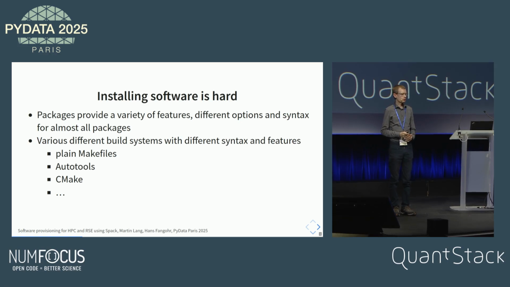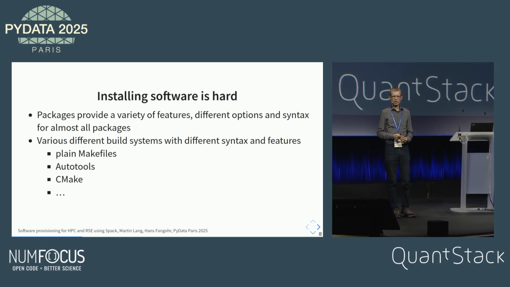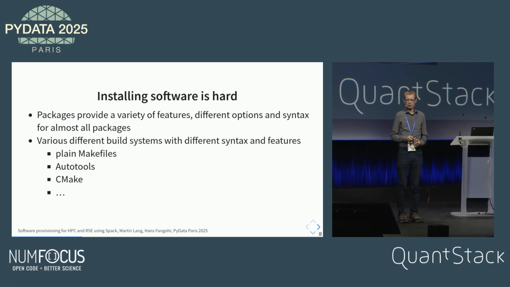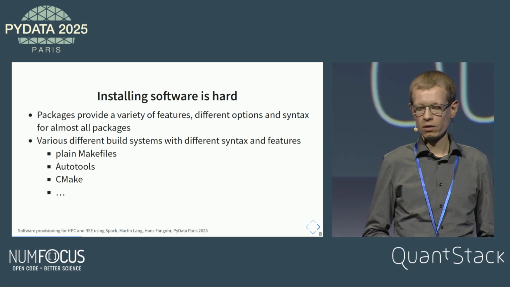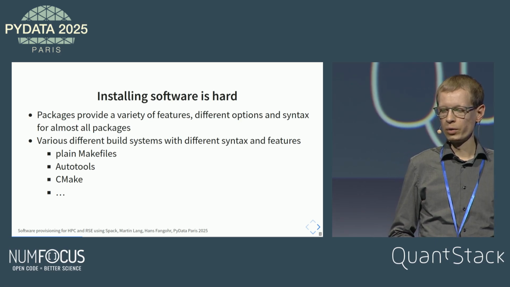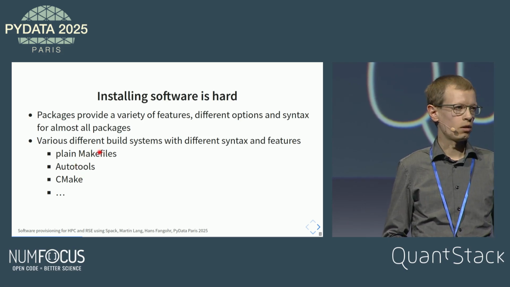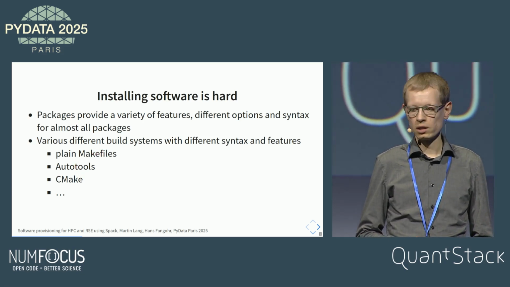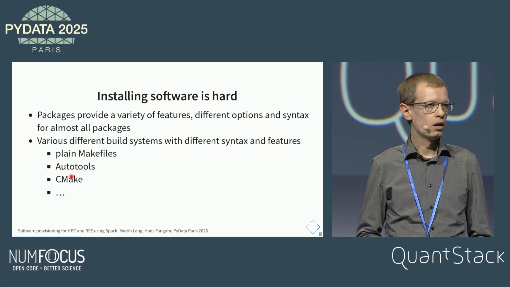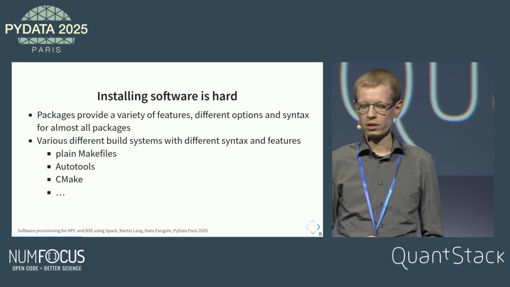Why do we need to talk about this at all? Well, installing software is actually not so easy. If we want specific features, we can get optional features, optional dependencies for many packages, but each package has its own syntax, its own way of activating or deactivating these. And there are various different build tools that packages use. There are plain makefiles. That gives the package also a lot of freedom, and there's little standardization. There are more structured approaches like using Autotools or CMake, but there is still a lot of flexibility for the package authors.